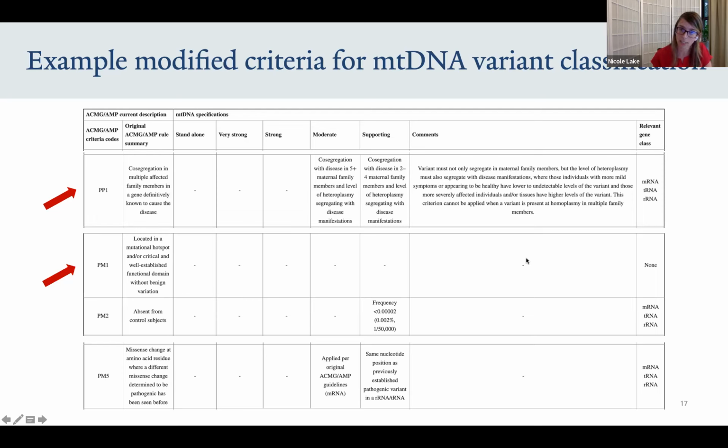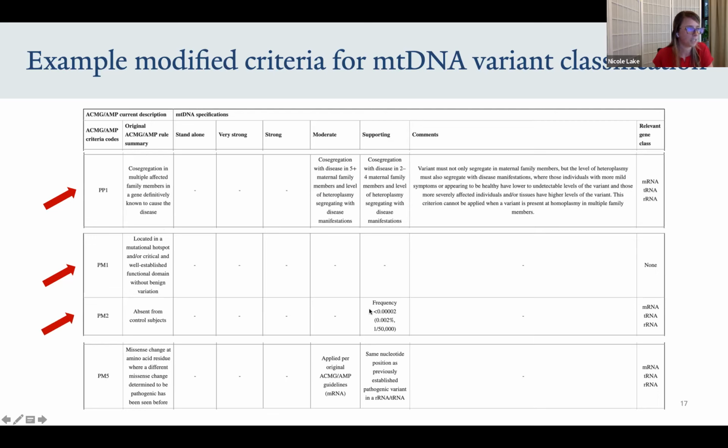There are also some criteria that they've recommended to be removed. So one of those includes, for example, applying criteria for variants that are in well-established functional domains. This is partly because there aren't well-established functional domains in the mitochondrial genes, particularly the mitochondrial proteins. And so for that and other reasons, they've recommended not using that criteria.